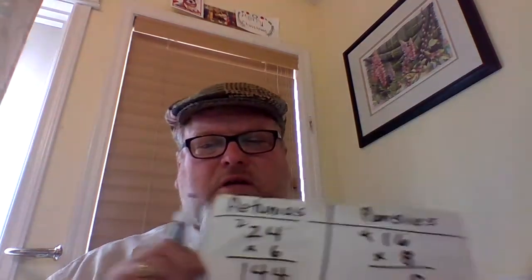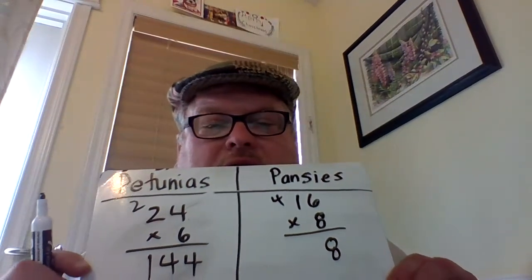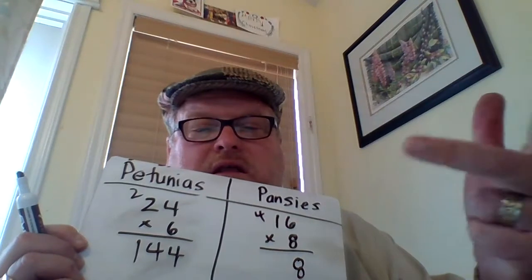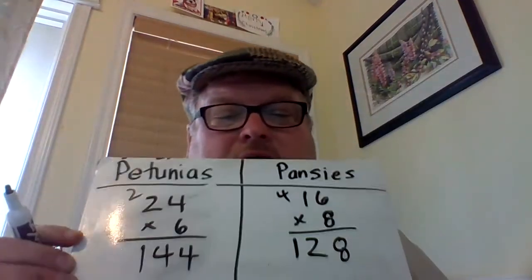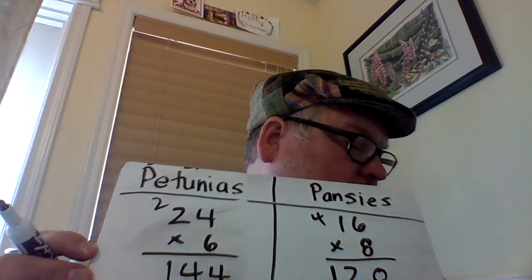16 times 8. 6 eights are 48. Regroup the 4. And 8 times 1 is 8. And 4, 8, 9, 10, 11, 12. 8 plus 4 is 12. So 128 and 144.